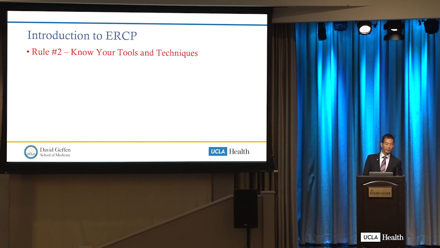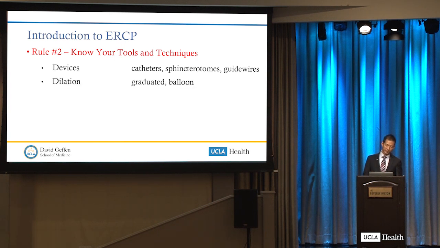Rule number 2, know your tools and techniques. For those of us who do ERCP, there are a lot of different options for many parts of this procedure. So know your devices: the different types of catheters, tomes, and guide wires that are available, different types of balloons, and different types of dilation devices, including graduated balloon dilation.